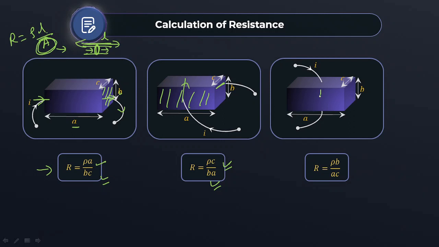Third is if current is flowing from up towards down, means take one cuboid and then you can consider these cases. So in this case now length along the flow of current is how much? B. So rho B divided by, now area of cross section is this part, that is A into C. Simple. So when we write R equals to rho L by A, rho is of course resistivity, L is length along the direction of flow of current, A is area of cross section that is perpendicular to the direction of flow of current, right?